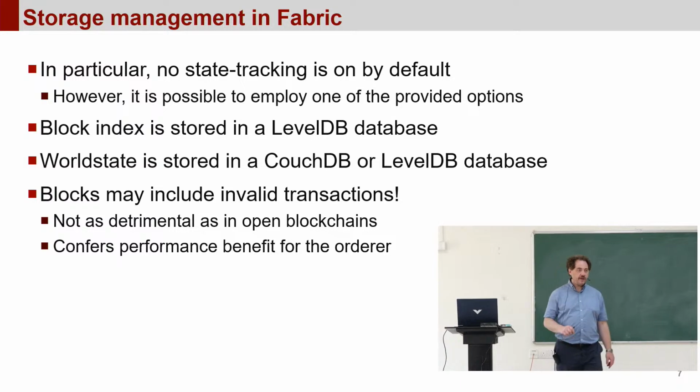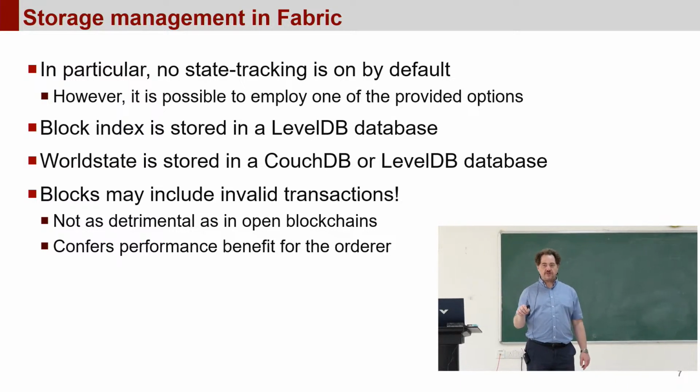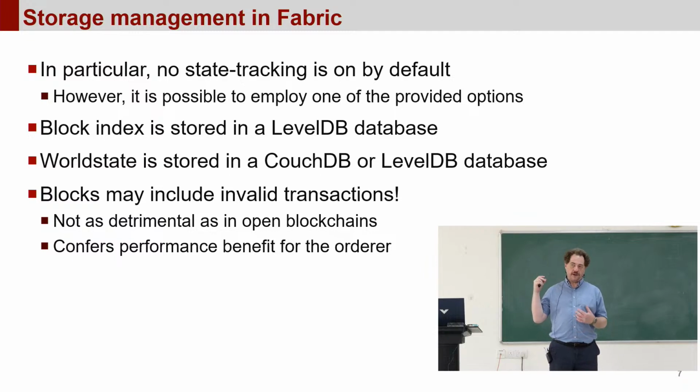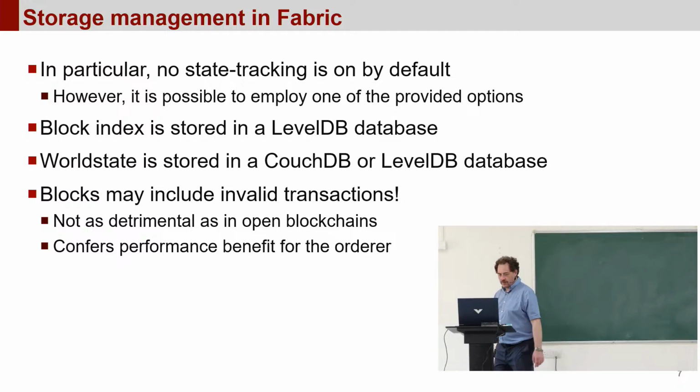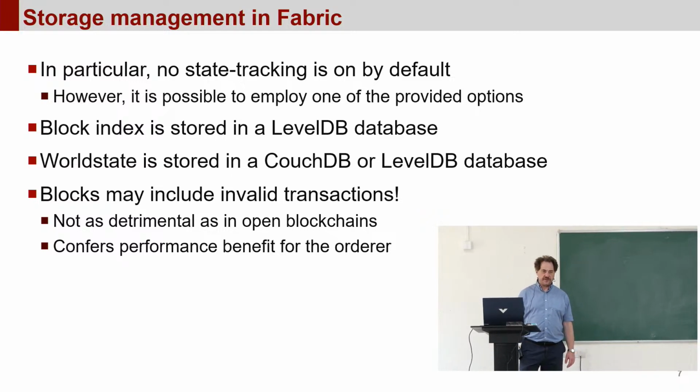So what's the motivation for including invalid transactions? The motivation is that the orderer in Fabric needs to order transactions as fast as possible. So the orderer doesn't check the validity of transactions. I'll explain how validity of transactions is verified in Fabric. It is verified, but it's not verified by the orderer. So the orderer, whatever it gets, it just orders and puts into groups in blocks and releases those blocks as fast as possible. So by not checking the validity, the orderer gets performance benefits.